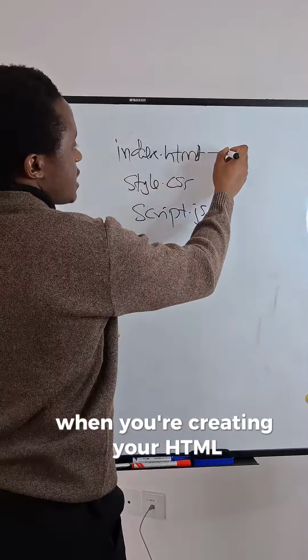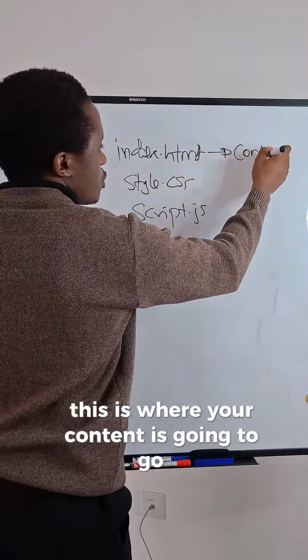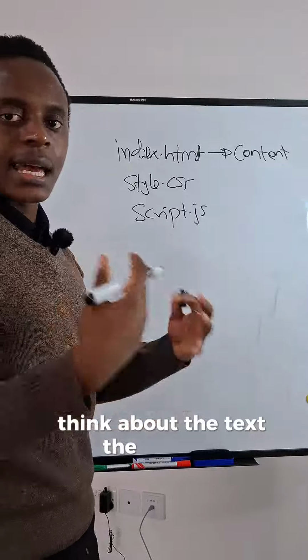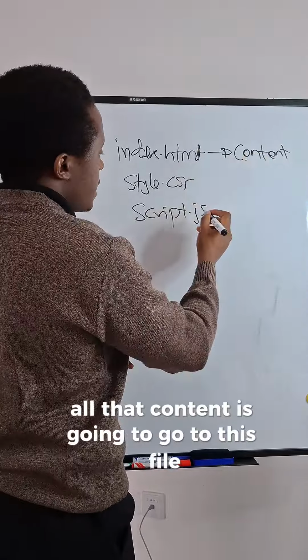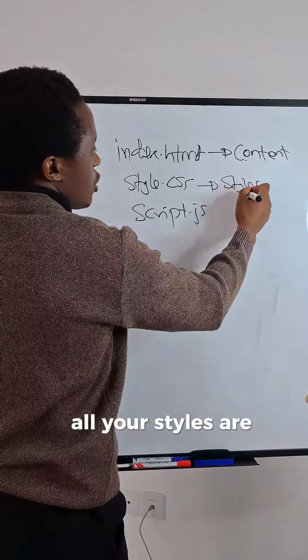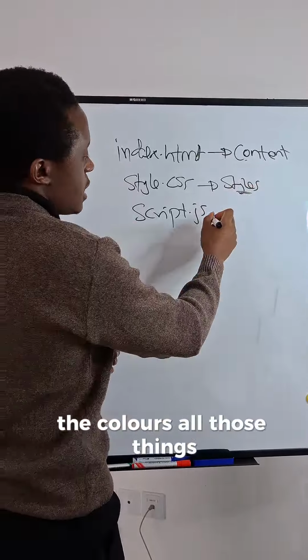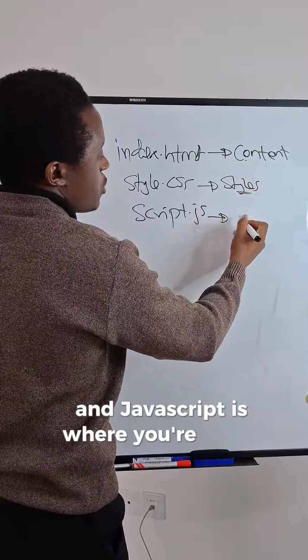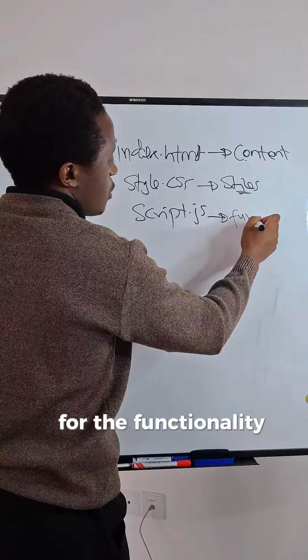When you're creating your HTML, this is where your content is going to go. Think about the text, the heading, all that content is going to go to this file. Then in your CSS, you'll write all your styles. All your styles are going to go here, the colors, all those things. And JavaScript is what you're going to use for the functionality of your websites.